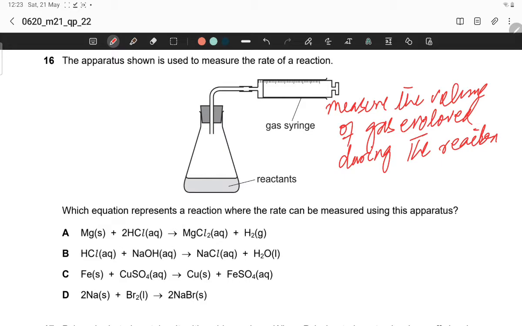Magnesium plus HCl gives magnesium chloride plus hydrogen gas evolved, so this option must be correct. HCl plus NaOH, no gas is there, so this is incorrect. Iron plus copper sulfate, no gas, so this is again incorrect. Sodium plus Br gives sodium bromide, no gas.